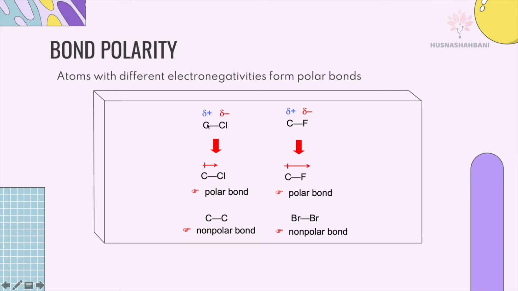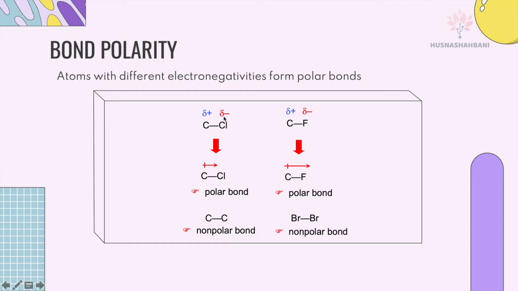This carbon is less electronegative than chlorine. Chlorine is more electronegative than carbon. The more electronegative atom tends to attract the shared electrons towards itself, meaning the position of the two electrons in this bond is closer to the chlorine compared to carbon, because chlorine is more electronegative.